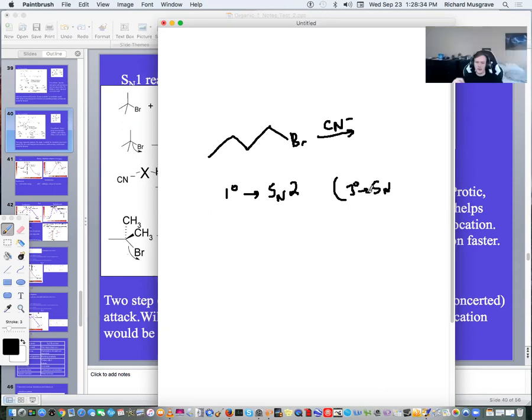So primary is Sn2. If it was tertiary, tertiary would be Sn1. I'm sorry, did we discuss what happens with secondary? Secondary could go either way. So you won't have any questions on that. I promise you this, Jonathan. You have my word. May lightning strike me down. You will not get a secondary on the test. Or quaternary? No, not that either. It'll be primary or tertiary. So if it's primary, it'll go Sn2. Tertiary, it'll go Sn1. Deal.